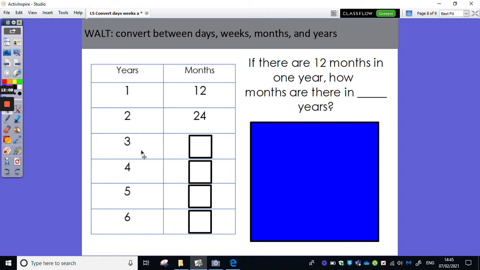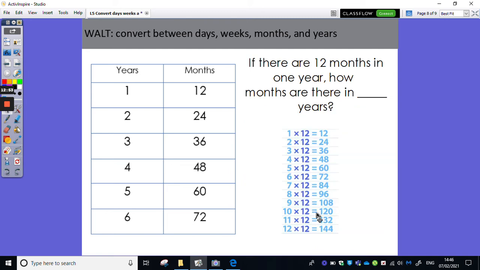So I need to do 3 times 12 to find out how many months are in 3 years. So I want you to think in your head, what's 3 times 12 or 12 times 3? 36. Well done if you got that. So we can see our pattern again. We're using our 12 times table. So 12, 24, 36. So the next one is going to be 4 times 12, which is 48. Next one is 5 times 12, which is 60. And finally 12 times 6 is 72. Well done if you're following on there.